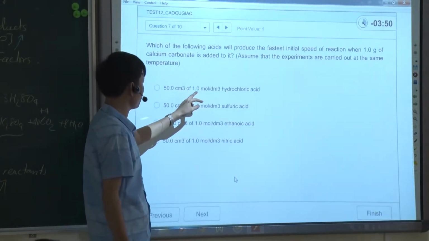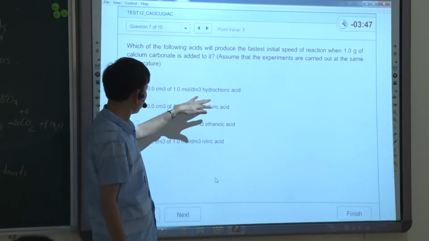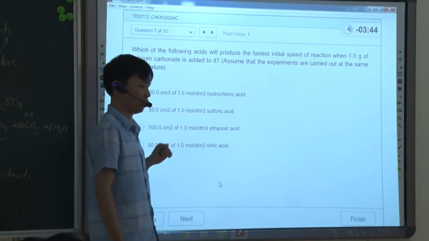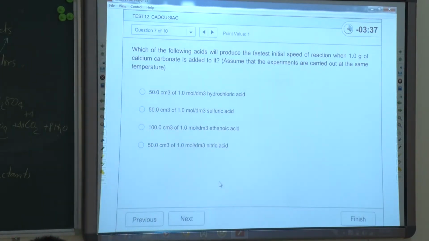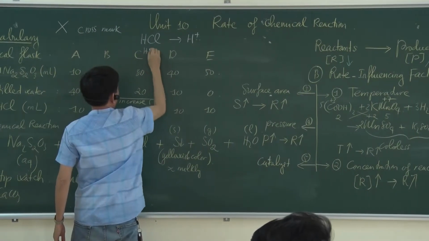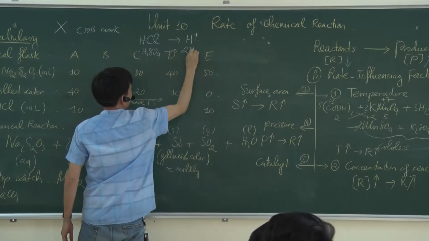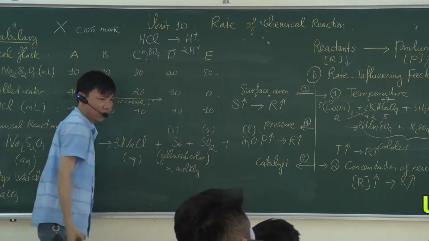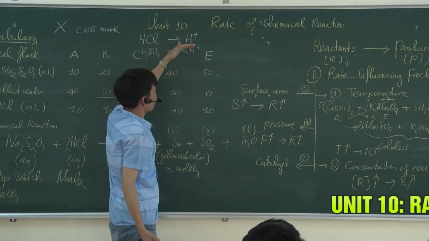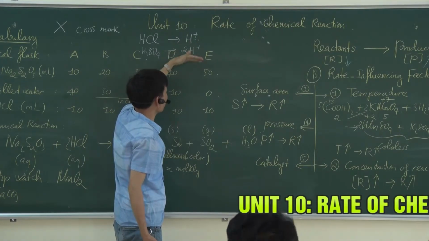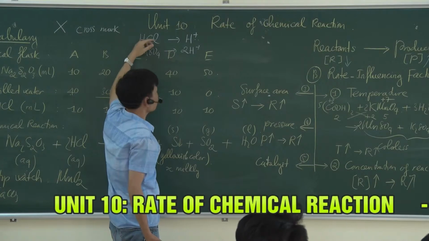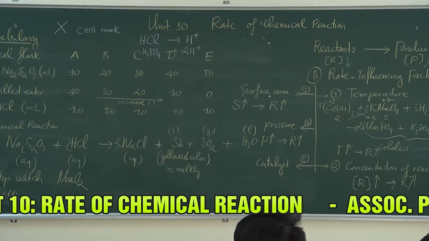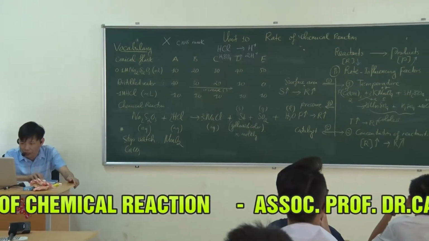50 cubic centimeters of hydrochloric acid. Okay? Hydrochloric acid, sulfuric acid. Sulfuric acid, because the hydrogen ion concentration increases compared with hydrochloric acid. B.